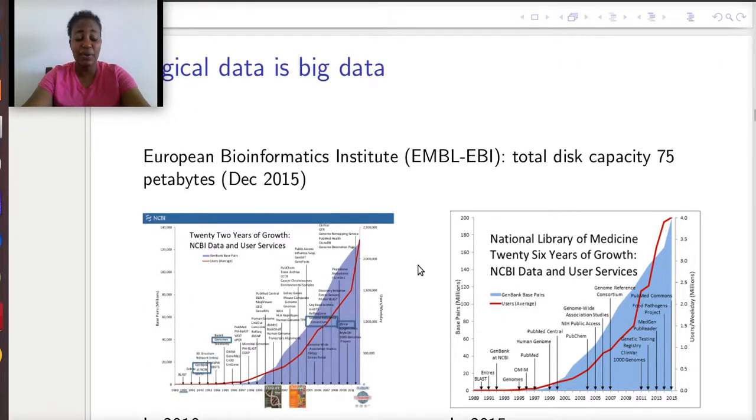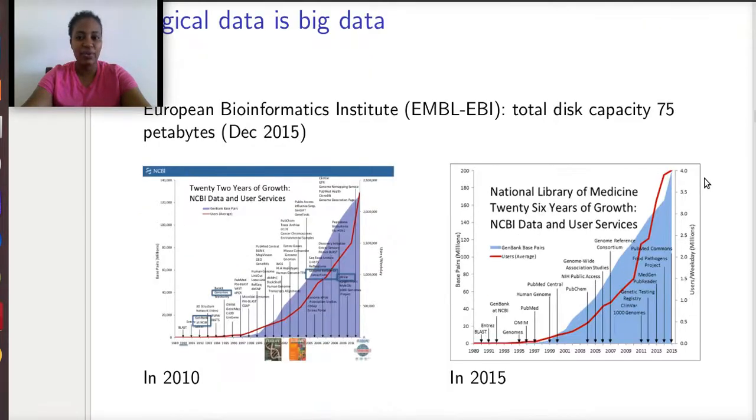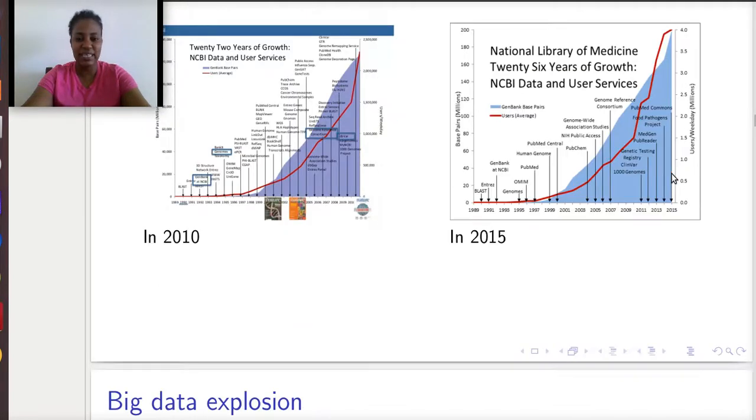We can see now one of the biggest centers of excellence in bioinformatics, the European Bioinformatics Institute, had a disk space of 75 petabytes. That was back in 2015. And you can see this growth really doubling and surpassing Moore's law. And the users who simultaneously access these databases are equally growing exponentially.